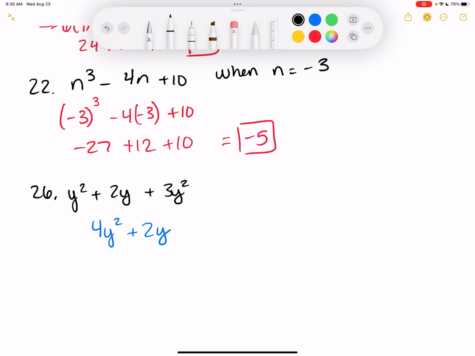One that requires a little bit more thinking, number 30. 10 times n squared plus n minus 6 times n squared minus 2. Any ideas what we need to do on that one?